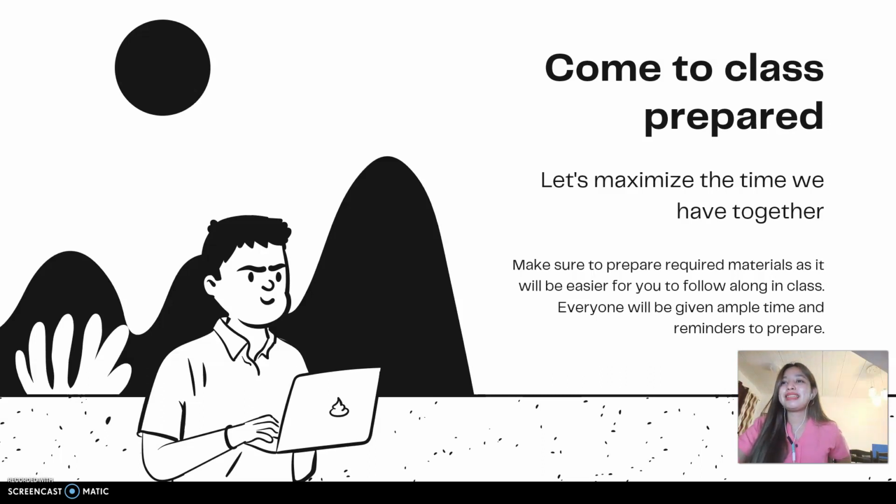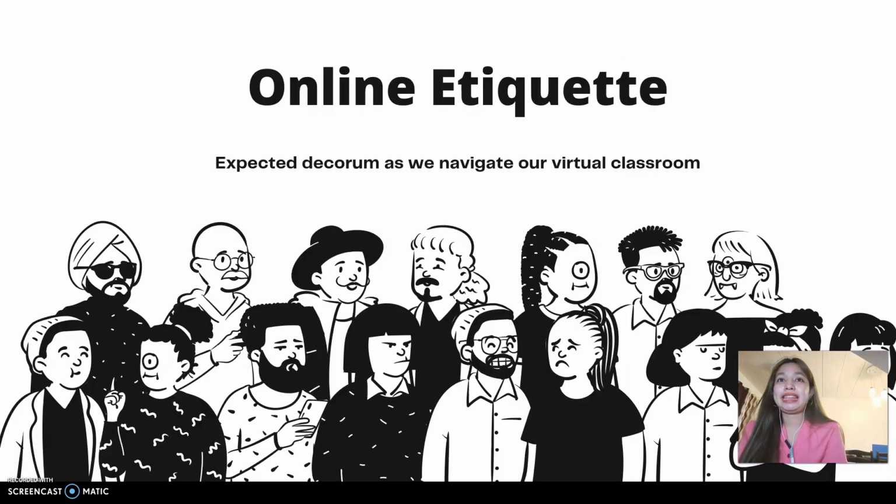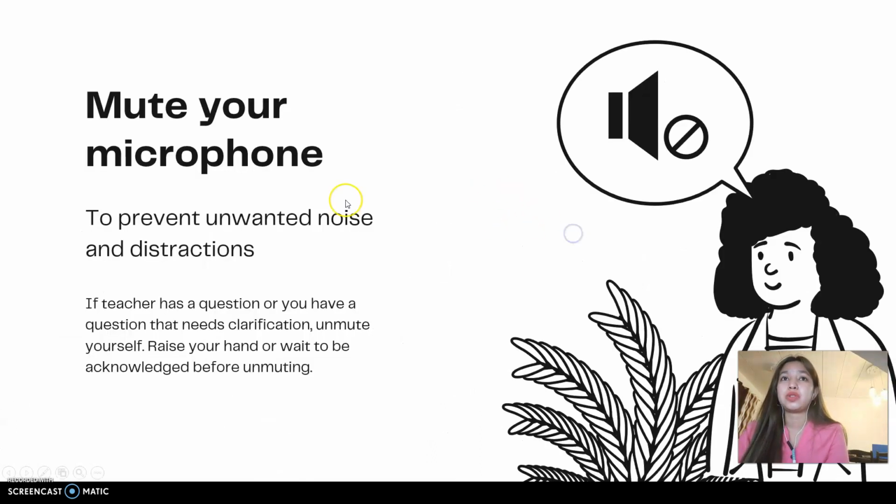Okay? Now let's proceed to online etiquette. These are expected decorum as you navigate your virtual classroom. The first thing that you have to keep in mind is to always mute your microphone. This is to prevent unwanted noise and distraction. If the teacher has a question or you have a question that needs clarification, unmute yourself.